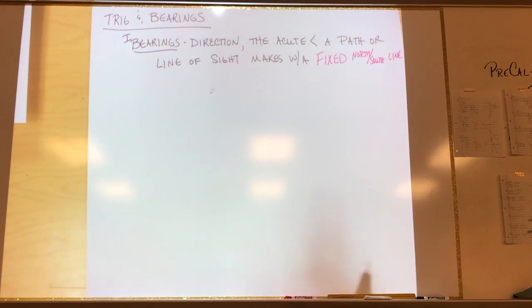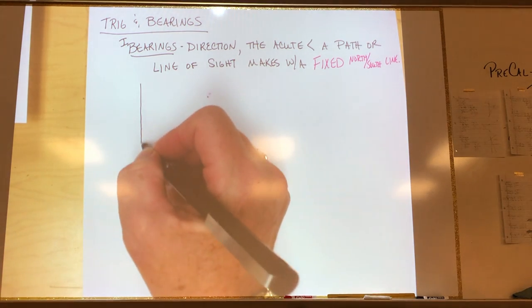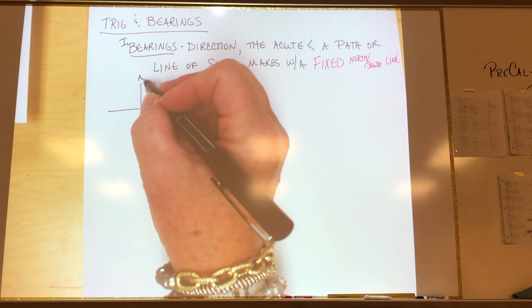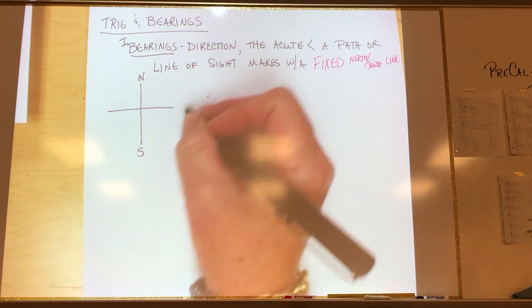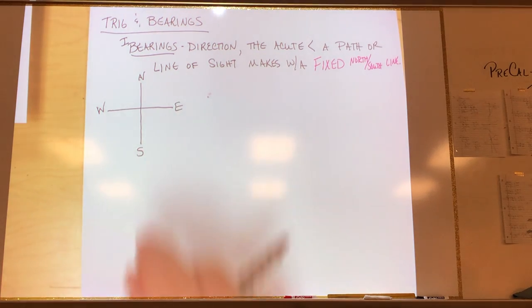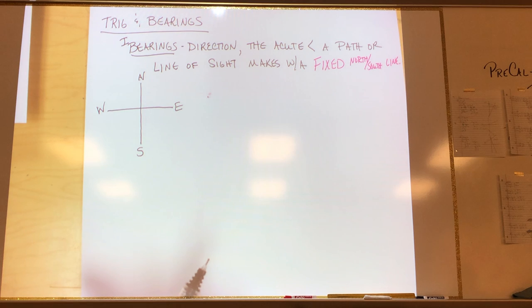All right, so I'm going to draw some up here, and we're going to tell you what they look like. Here's the first one. You know this is north, this is south, this is east, and this is west. Everybody know that? Y'all learned never eat sour watermelon. Is that right? Worms. Never eat salty worms. I would never eat salty sour worms.